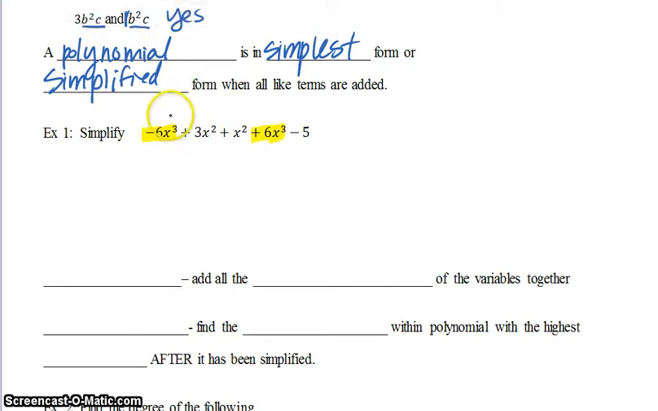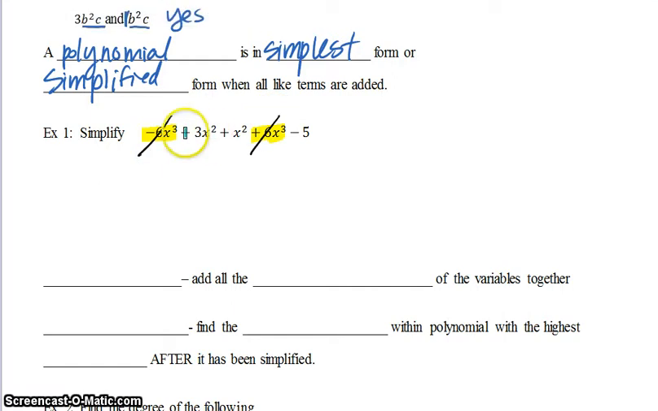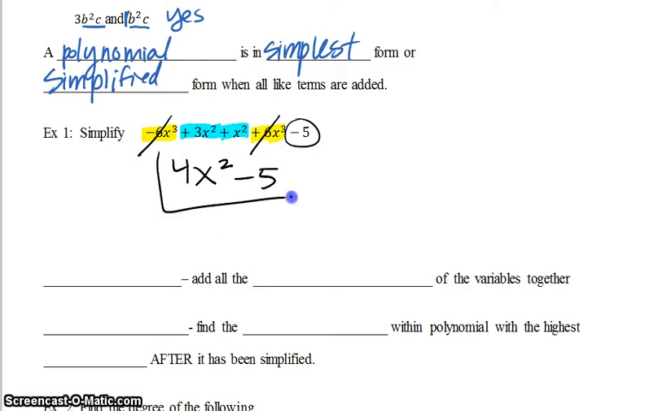Now I'm going to highlight my x squared. So it's plus 3x squared, and it's plus x squared. So that's like a 1. So 3 plus 1 is 4. So we have 4x squared. The x squared stays the same when we're adding and subtracting. We do not change the like terms. And then I'm just left with that negative 5, so minus 5. So this would be my simplified answer.